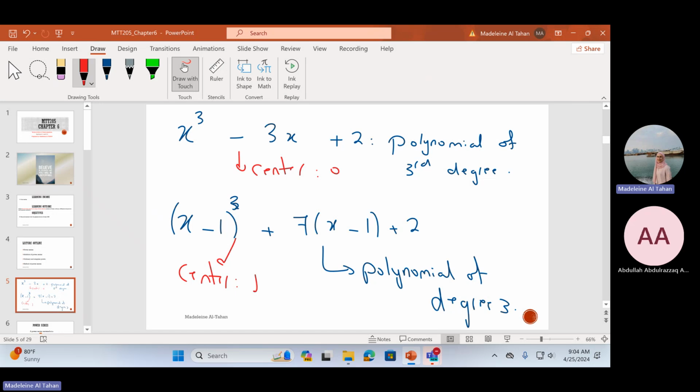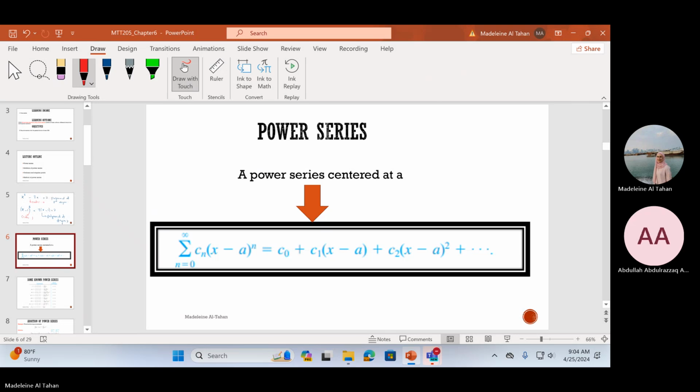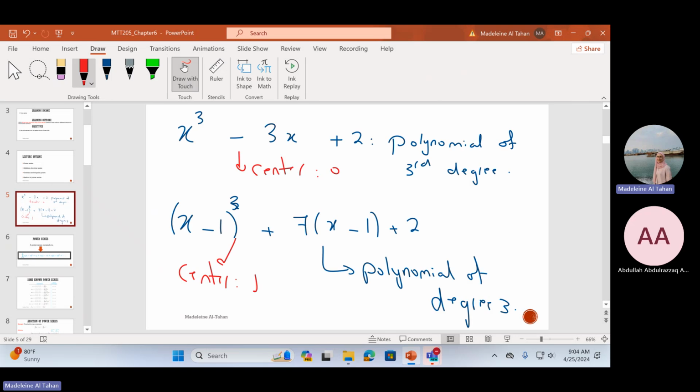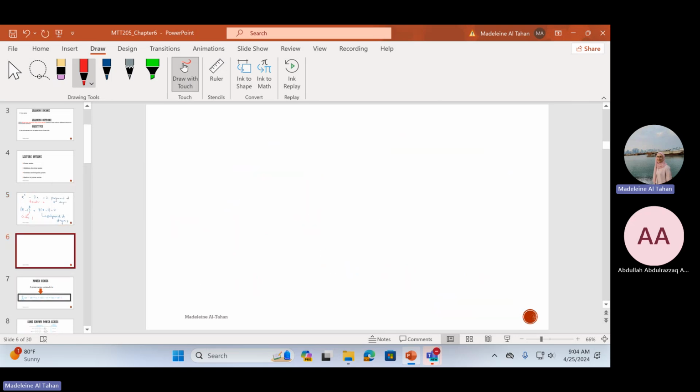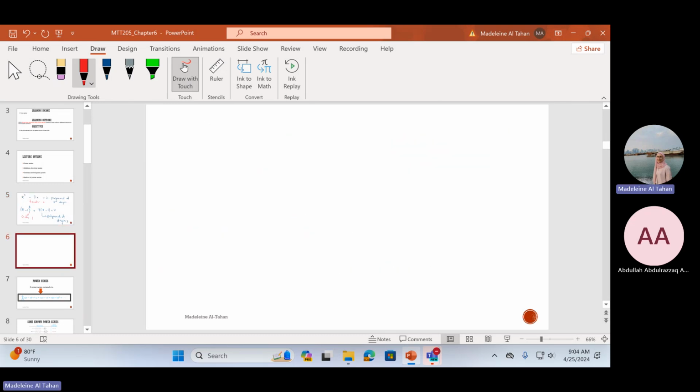So this is the general form of a power series. We write this notation, sigma. What do we mean by sigma? I know that we took that, but I will start as if you forgot or you don't know. So what's this notation? This one is summation.